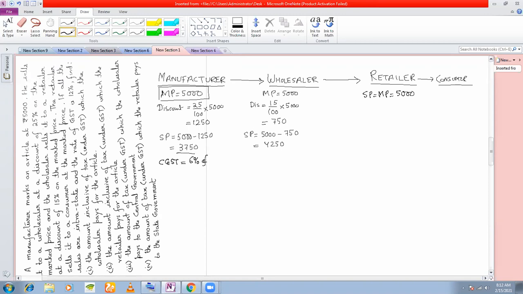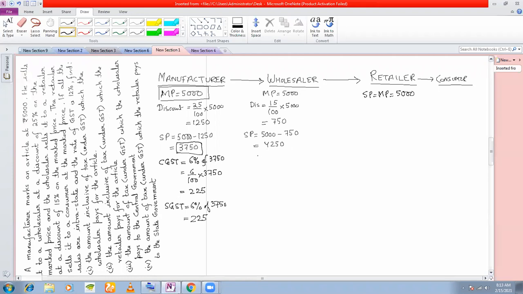The selling price here is 3,750, which is equal to 6 by 100 into 3,750, which will come to 225. Similarly, SGST is 6% of 3,750, which is again 225. So we have calculated CGST and SGST of the manufacturer.